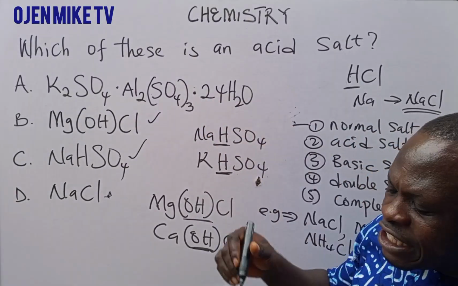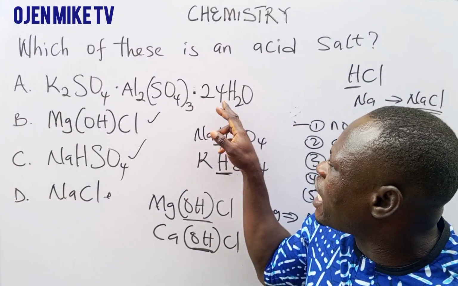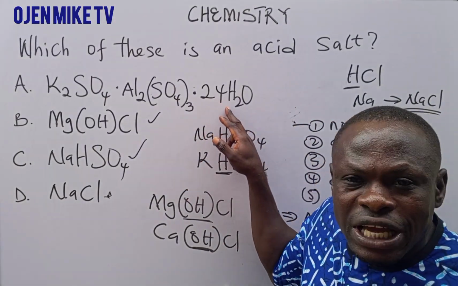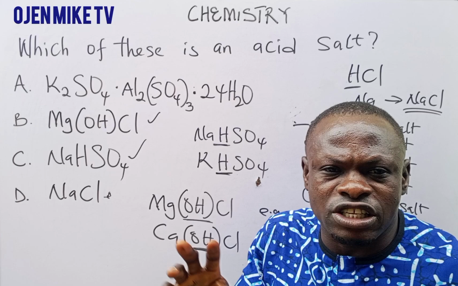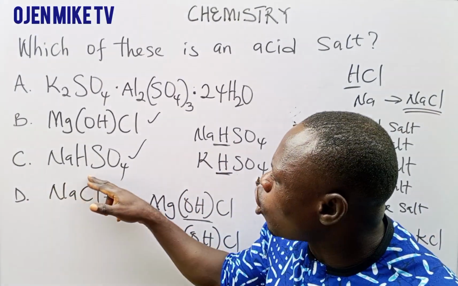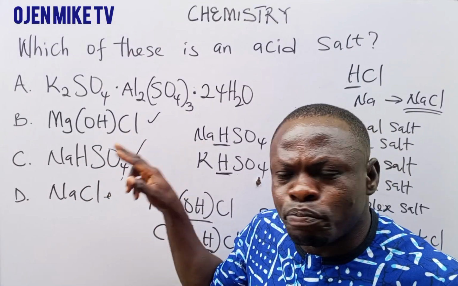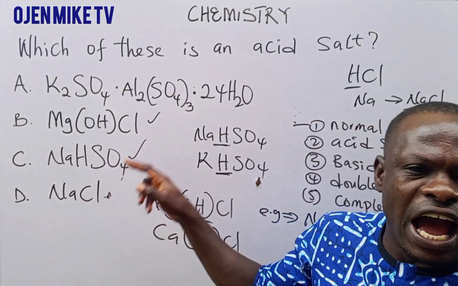A double salt is always hydrated. If you see a molecule of water like this, it is a double salt, which is different from a complex salt. So our answer is option C. An acid salt is a partial replacement of hydrogen ion in an acid.